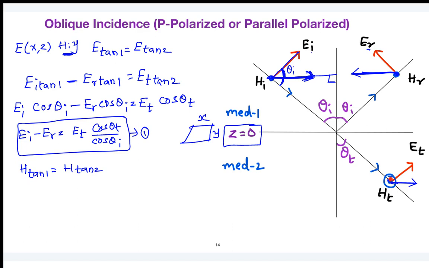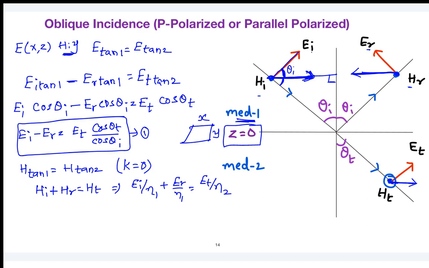When you see medium 1, the total tangential component is nothing but HI plus HR, and the total tangential component in medium 2 is equal to HT. This is by assuming that there is no surface current on the interface. So I can say HI plus HR is equal to HT. This can also be written as EI by eta 1 plus ER by eta 1 is equal to ET by eta 2. Just replace the magnetic field in terms of the electric field. So what equation are you going to get? EI plus ER is equal to ET into eta 1 by eta 2. So this is your second equation.